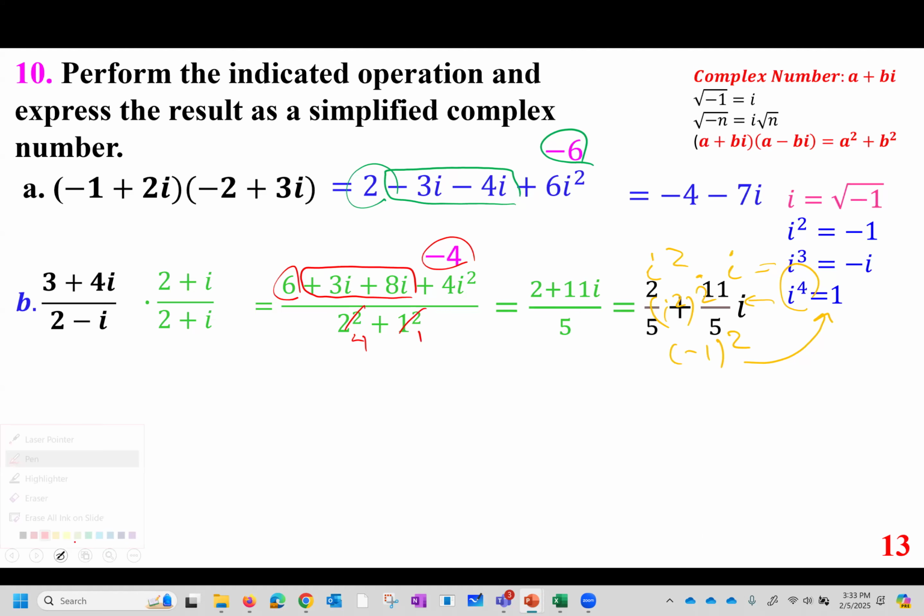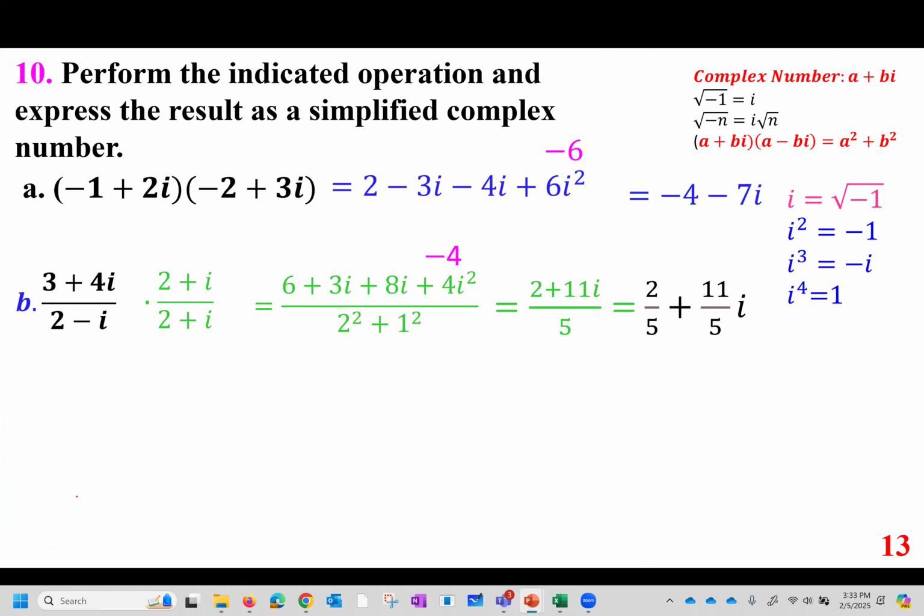Let me erase my work so you can easily see what happens. Now, if you left it as that, it's fine. However, we want to make sure that you can recognize this as 2 over 5 plus 11 over 5 times i, because if somebody says, okay, put it in standard form and tell us what is a, what is b, a is 2 over 5. b is 11 over 5, okay? Including the sign, it happened to be plus. If it's negative, so be it.